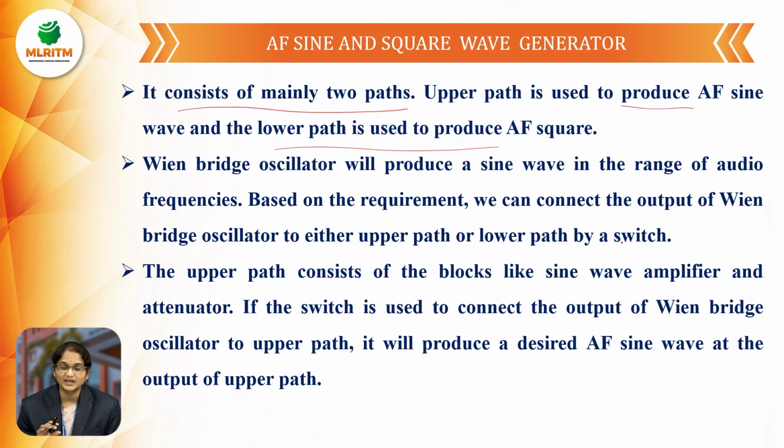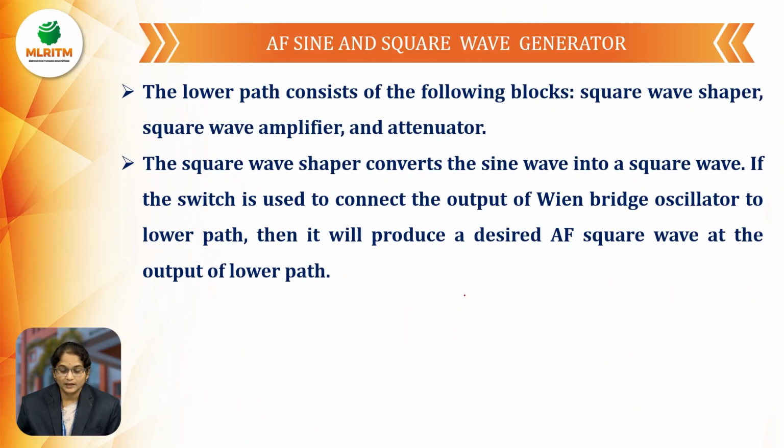When we connect the switch to the sine wave, then we are going to generate the sine wave signal. When we switch to the square wave, then we are going to generate the square wave signal. And then the lower part consists of the square wave shaper, square wave amplifier and attenuator.